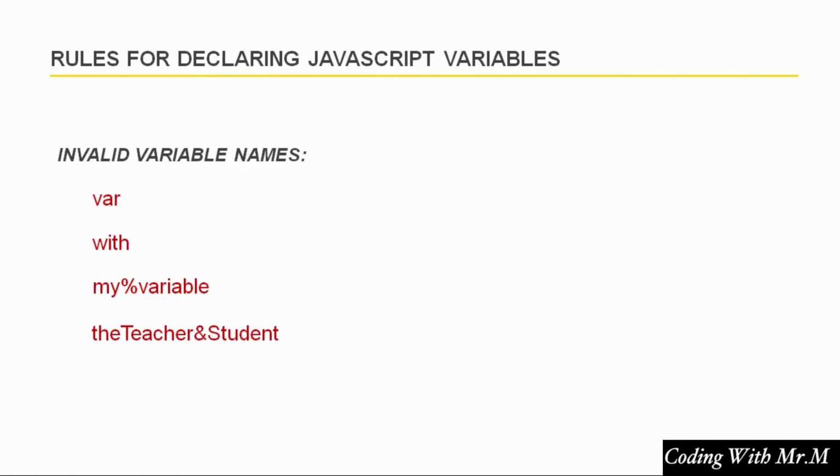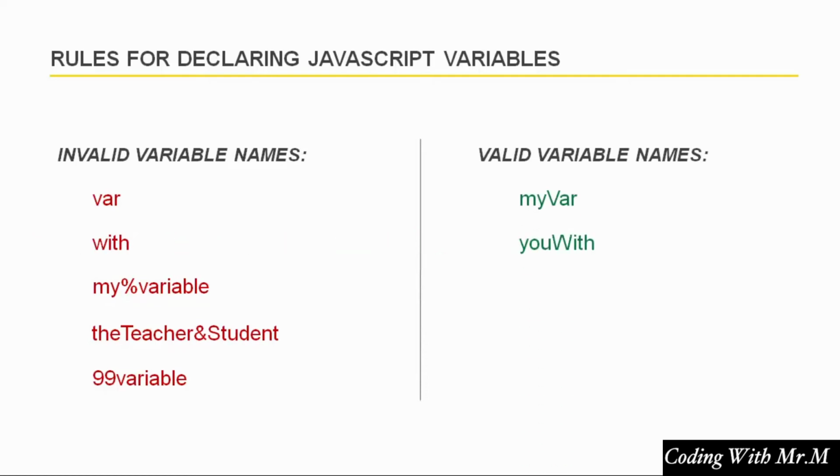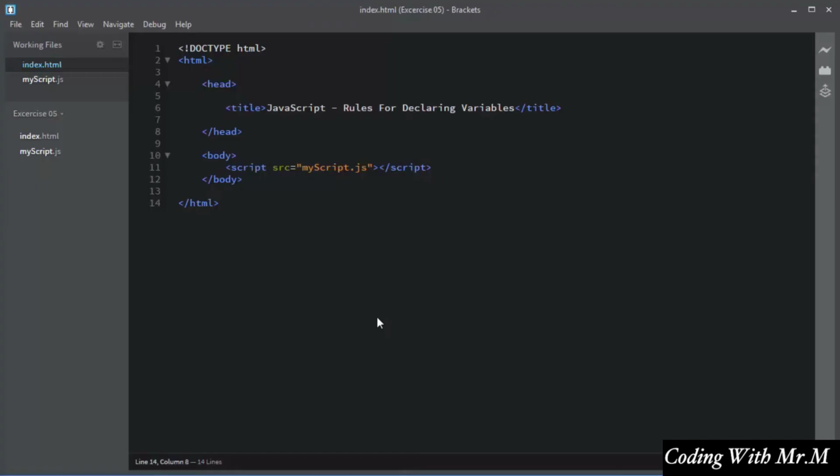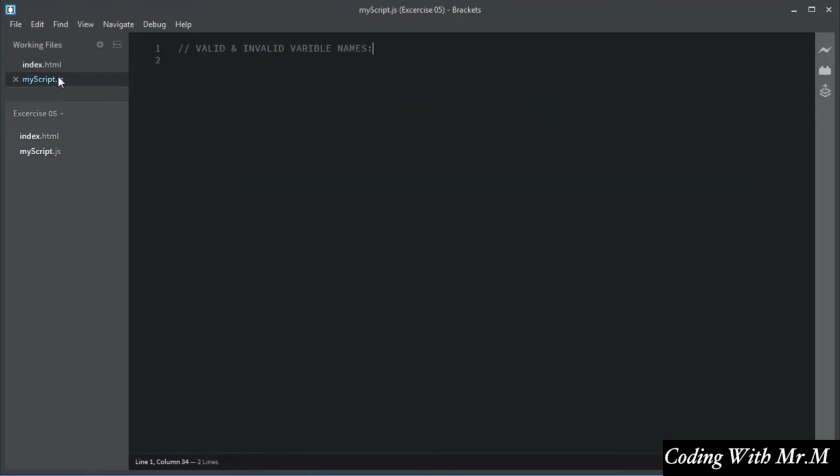You are allowed to use numbers in your variable names, but the variable name must not begin with a number. So 99var as a variable name is not okay. Now have a look at valid variable names. You can give a variable name like myVar, you with. You can use underscore for the variables. This teacher and student variable is valid, and you can add numbers to the variables but not at the beginning. Let me show you by doing some examples. I have this simple index.html file and I have attached an external JavaScript file myscript.js, this one, and these two files are located inside the exercise folder.